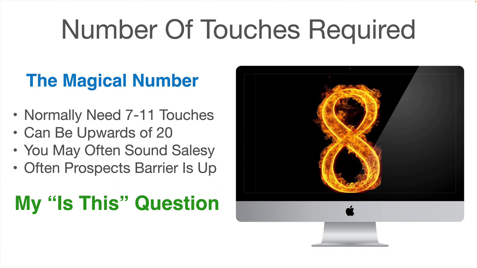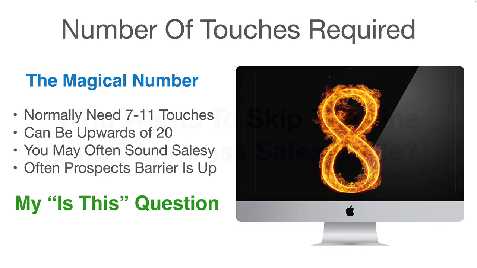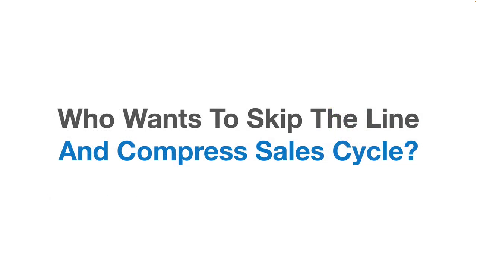Often this looks and appears salesy, and the prospect barrier goes right up. We're going to invite you to use today our Is This question. It's going to open up the conversation alongside of Local Lead Sniper and allow you to skip the line and compress your overall sales cycle by leveraging reciprocity and authority in who you are as a digital agency.